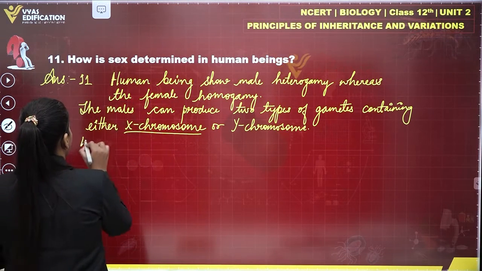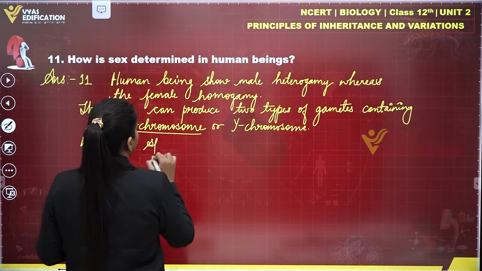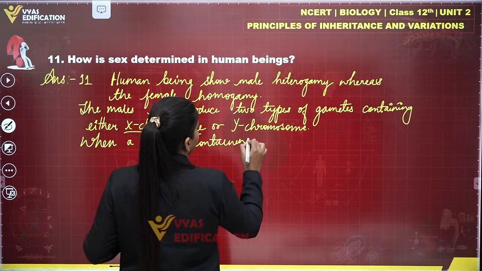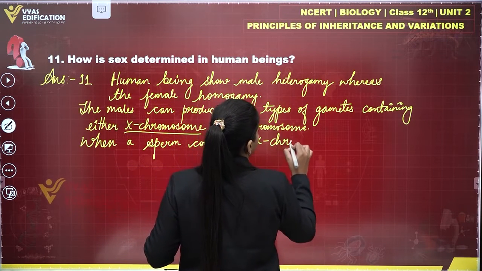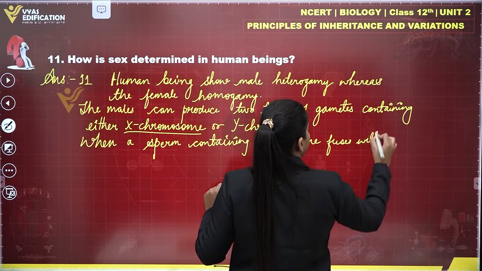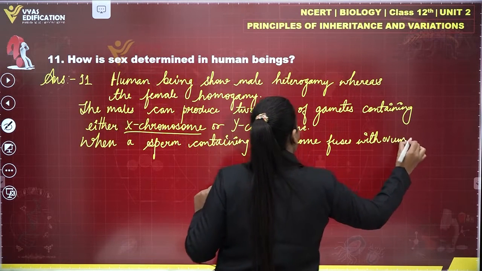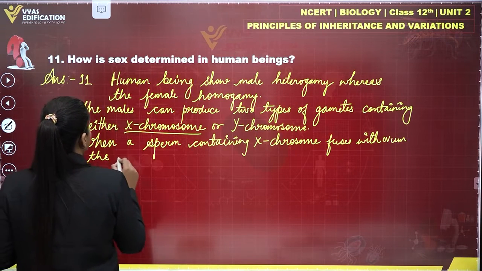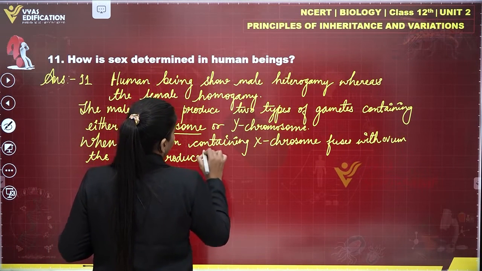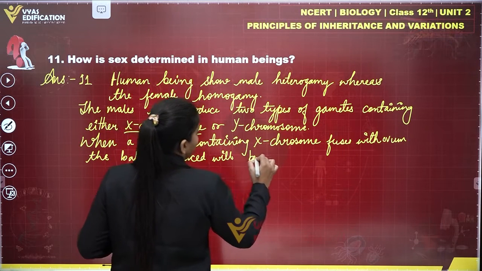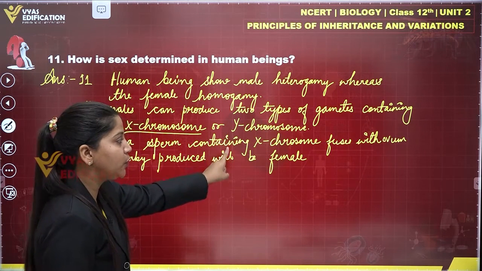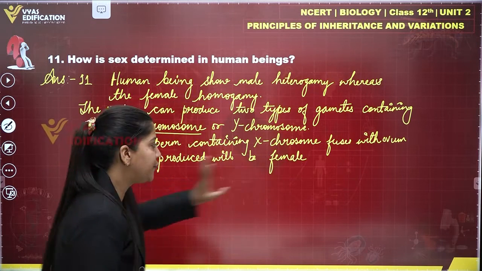Now, when a sperm containing X chromosome fuses with the ovum, the baby produced will be female, because the X chromosome of the sperm will fuse with the X chromosome of the ovum and it produces a female child.